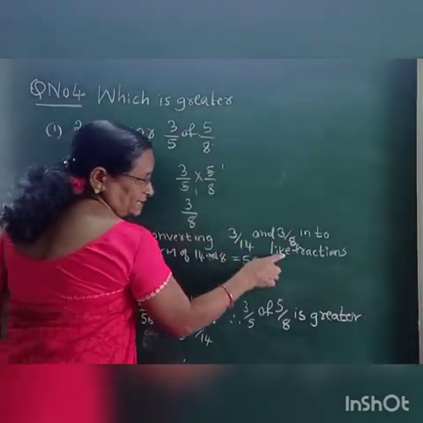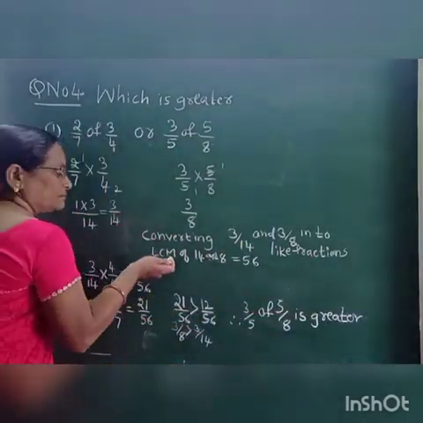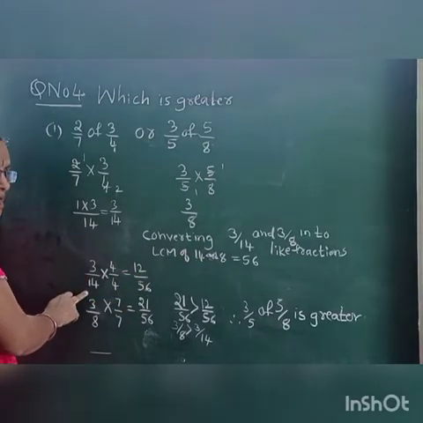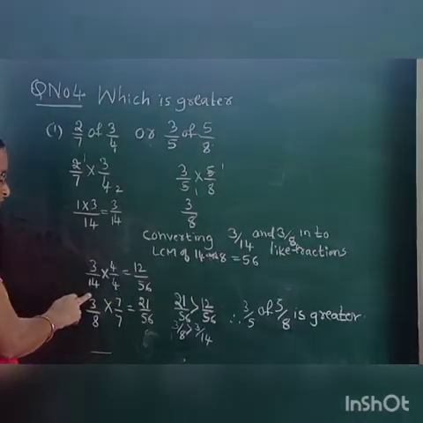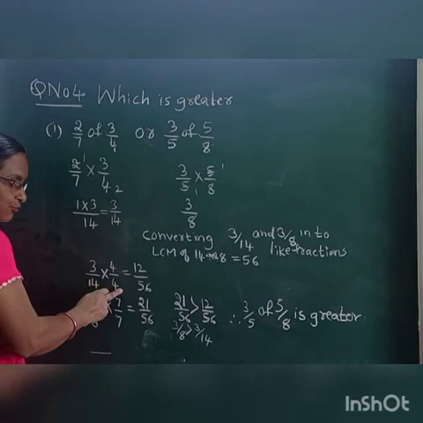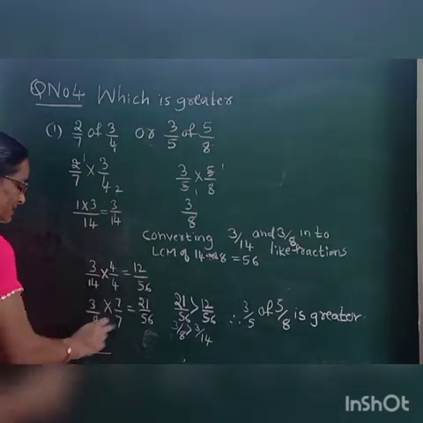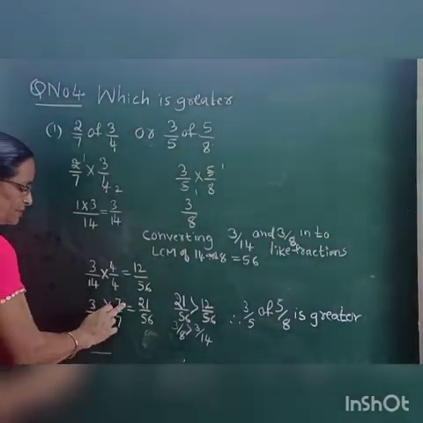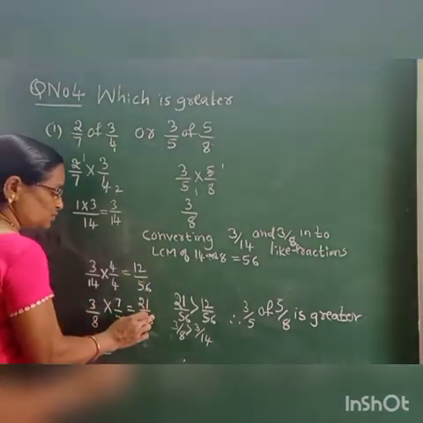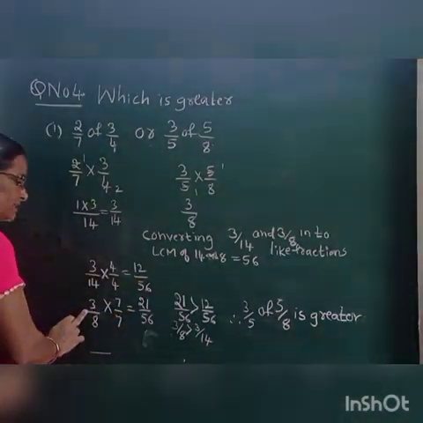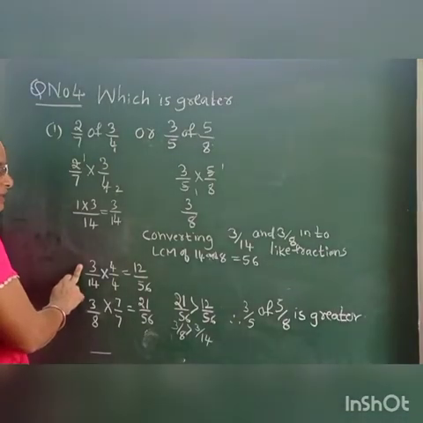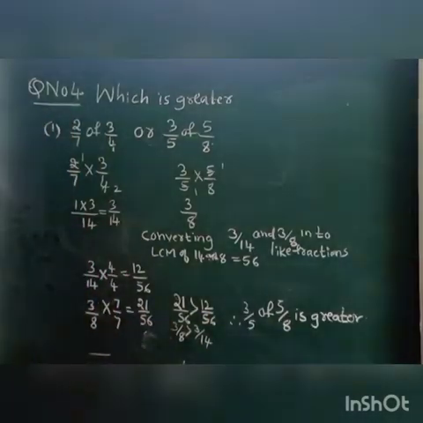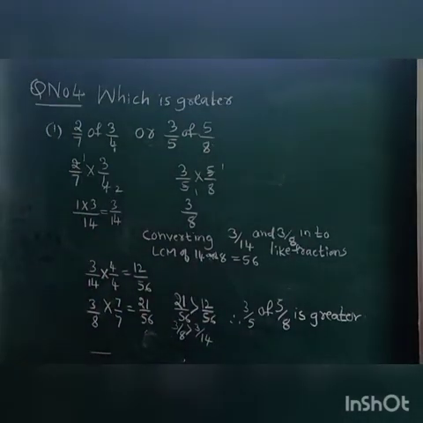Converting 3 by 14 and 3 by 8 into like fractions, for that we have to find the LCM. LCM is 56. Now 3 by 14: in order to make the denominator 56, we should multiply 14 by 4. 4 by 4, 3 4s are 12, 14 4s are 56. Then here 8 7s are 56, so 7 by 7, 3 7s are 21 by 56. Here in these two, 21 by 56 is greater. So 3 by 8 is greater than 3 by 14. Therefore 3 by 5 of 5 by 8 is greater than 2 by 7 of 3 by 4.